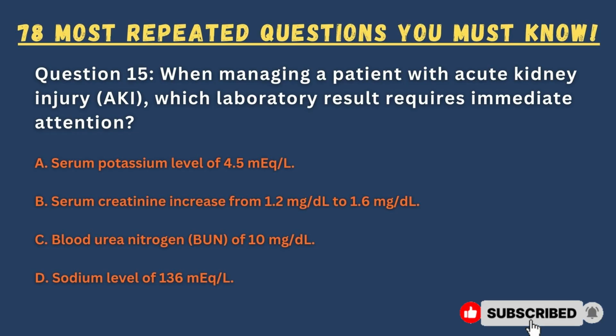Question 15. When managing a patient with acute kidney injury, AKI, which laboratory result requires immediate attention? A. Serum potassium level of 4.5 milliequivalent per liter. B. Serum creatinine increase from 1.2 milligrams per deciliter to 1.6 milligrams per deciliter. C. Blood urea nitrogen, BUN, of 10 milligrams per deciliter. D. Sodium level of 136 milliequivalent per liter.